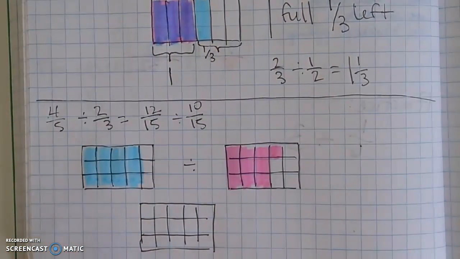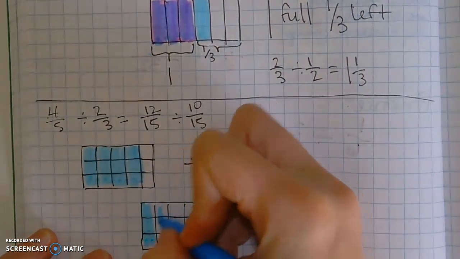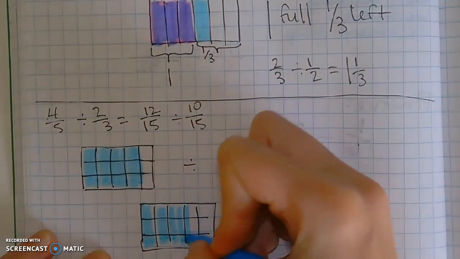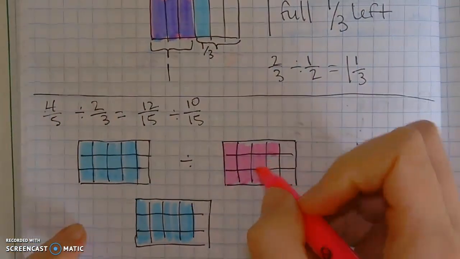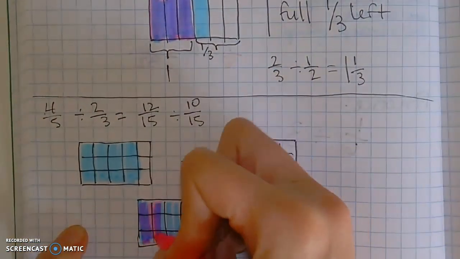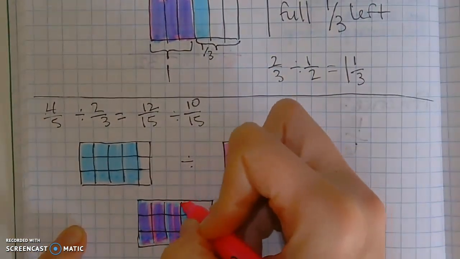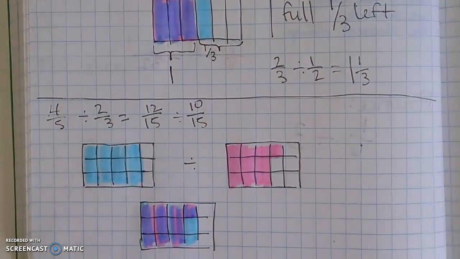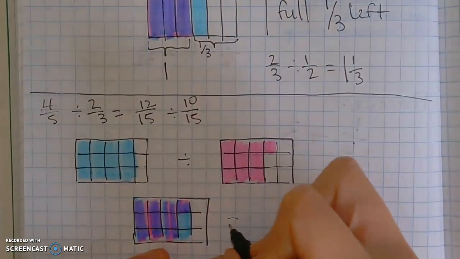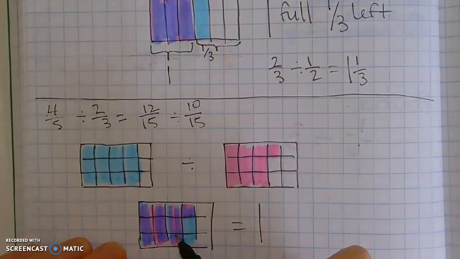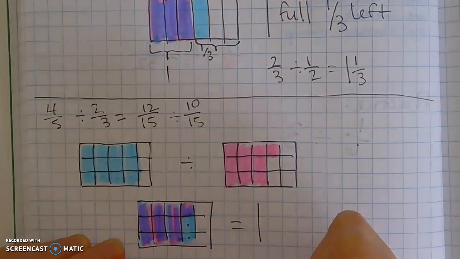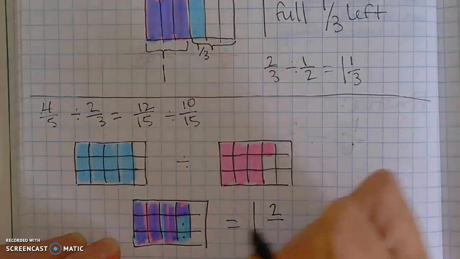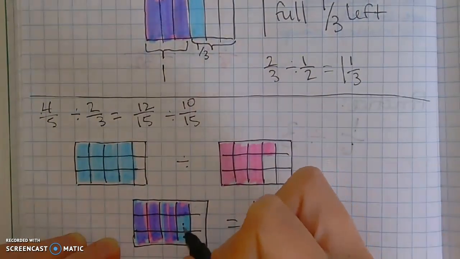So I originally had my 1, 2, 3, 12. And then I'm going to overlay those 10. 1, 7, 8, 9, 10. So it was able to fit on there 1 full time. And then I have 2 blue squares left. So I have 2 blue squares left out of 1, 2, 3, 4, 5.